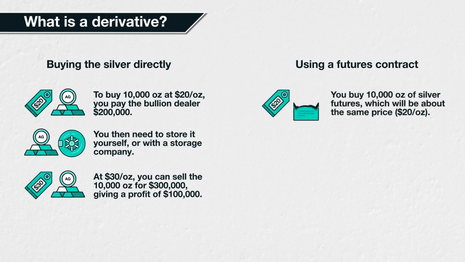A futures contract is an example of a derivative contract you could use. By purchasing a silver futures contract, you are not purchasing the silver itself, but you are entering into a legal agreement to purchase the silver at some future date. These futures contracts will track the price of the underlying asset, which in this case is silver. You're free to sell this futures contract before the contract expires to realize any profit or loss you've made.